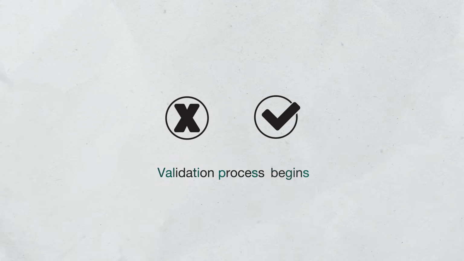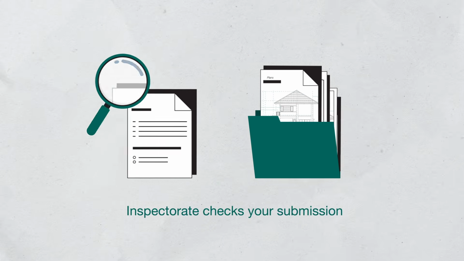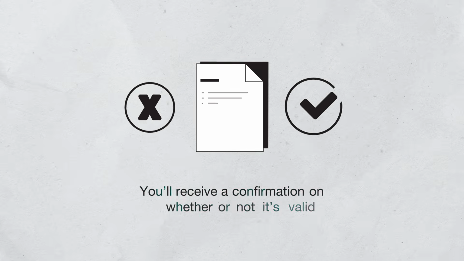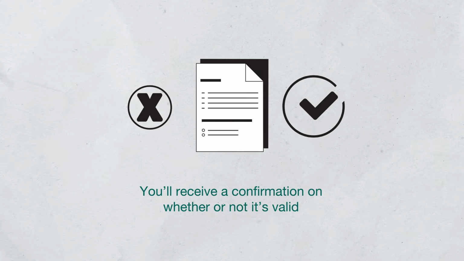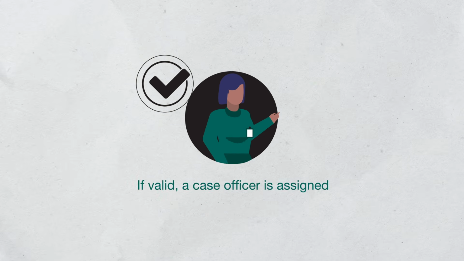After submission. Once you've submitted your appeal, the validation process begins. The Planning Inspectorate will check your submission thoroughly. This usually takes about a week. You'll receive confirmation of whether or not your appeal is valid. If it is valid, a case officer will be assigned to manage your appeal.